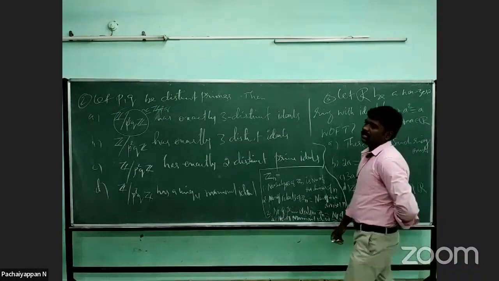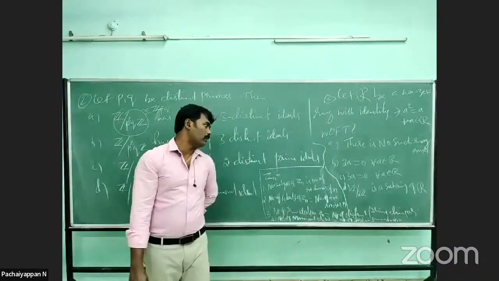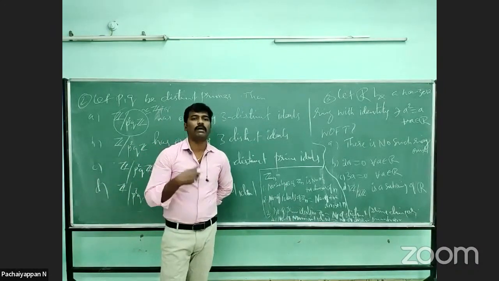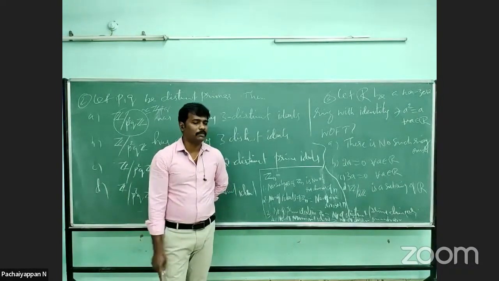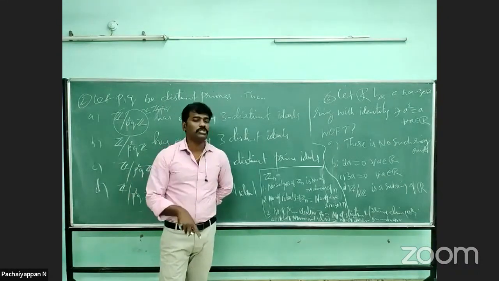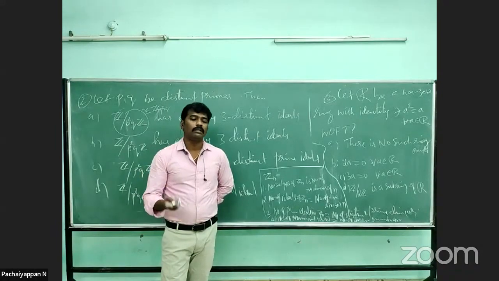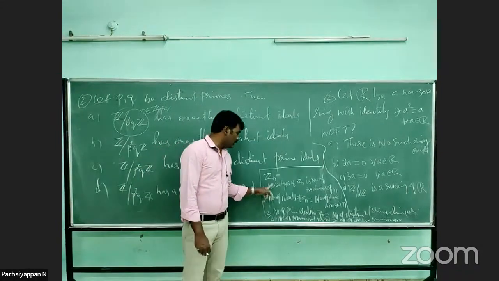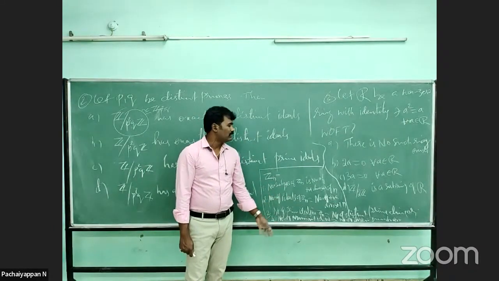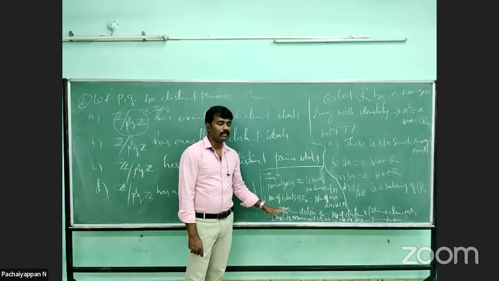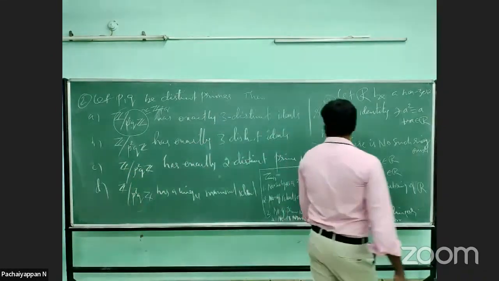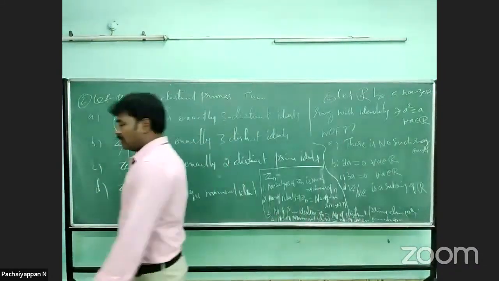Why does the number of prime ideals equal the number of maximal ideals? This is a finite commutative ring with unity. Always a maximal ideal implies a prime ideal, but a prime ideal need not imply a maximal ideal. When is this true? In a finite commutative ring with unity, a prime ideal implies a maximal ideal. So Z_n, an n-element finite commutative ring with unity, has the number of prime ideals equal to the number of maximal ideals. This is a result; I'm not going to prove anything. From these results you can conclude and write all those options. Please just write the result and tick the answer.